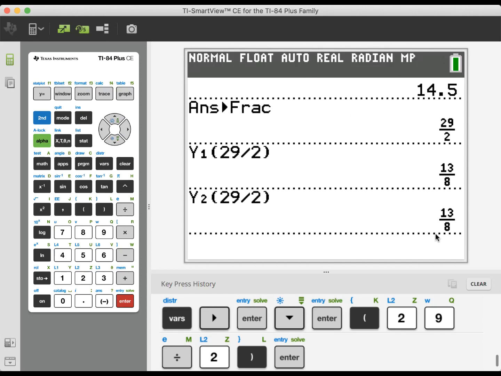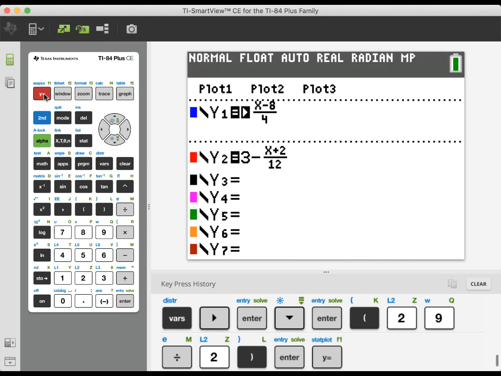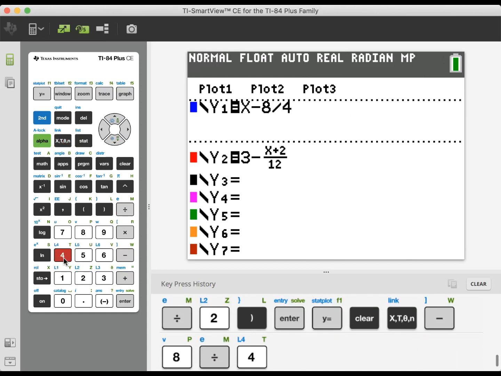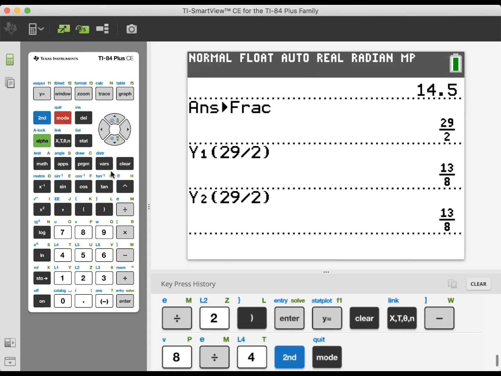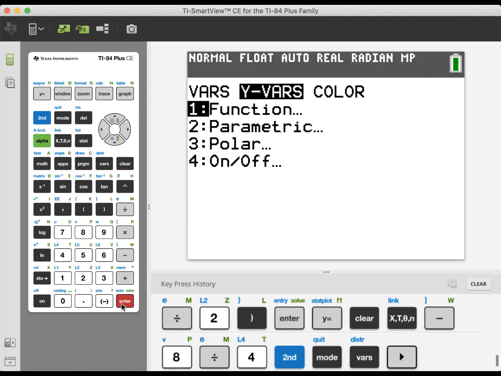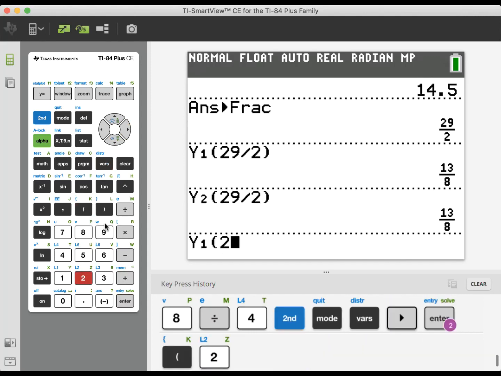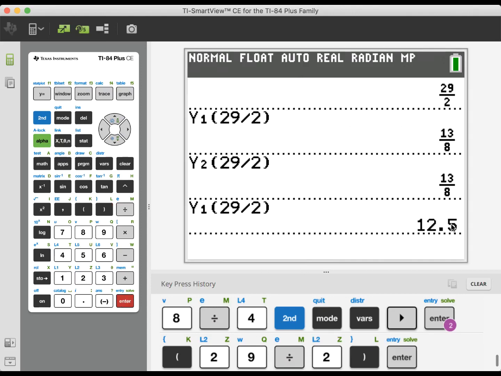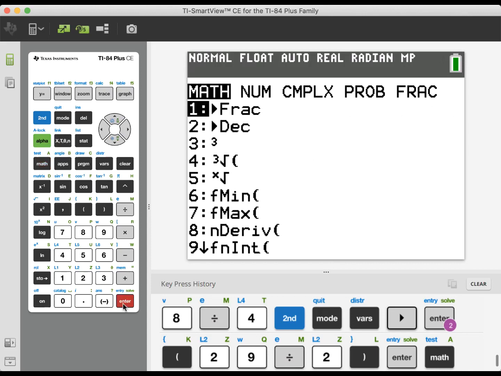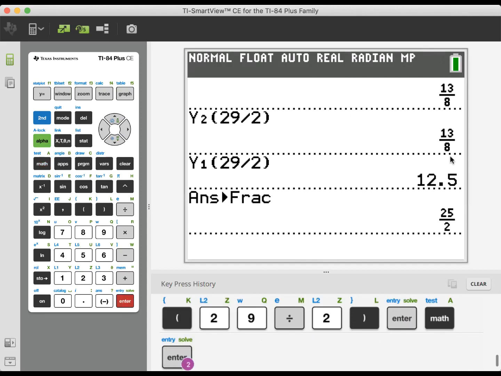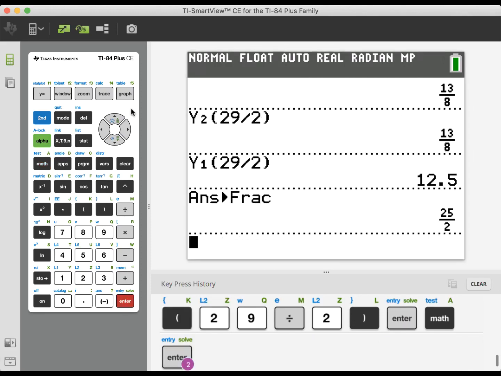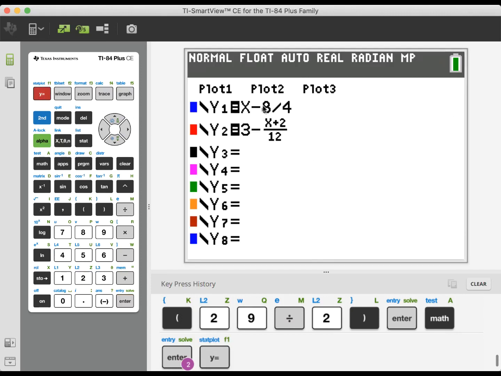Excellent. Now there are very easy ways to mess this up. First of all, if we go into y equals, if you don't do that alpha y equals enter, notice what's going to happen. If you just did x minus 8 over 4, which a lot of you are going to do, and then vars right 1, enter, enter, parentheses 29 over 2. Notice it just gives us 12.5. Even if I just do math, enter, enter, that's 25 over 2. That's not 13 over 8. It's not that because what you typed in here is different.